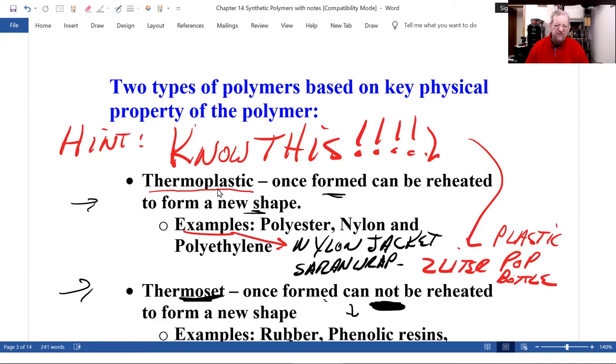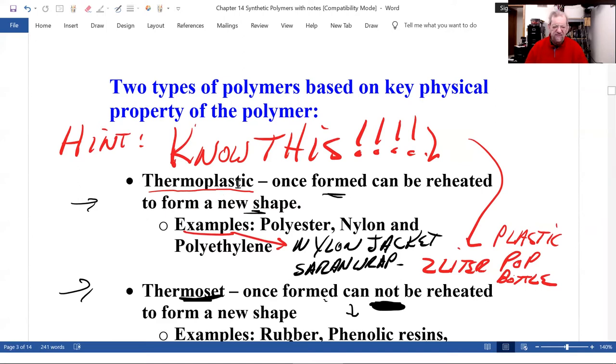And you should know that a thermoplastic polymer, once formed, can be reheated to form a new shape. I'll say it again. Once you make the polymer, you can reheat it. In other words, you can recycle it. An example is polyester, such as my water bottle, polyethylene, saran wrap. And the one thing you should know, there's no correlation between the chemical designation, addition polymer or condensation polymer, and the physical property.